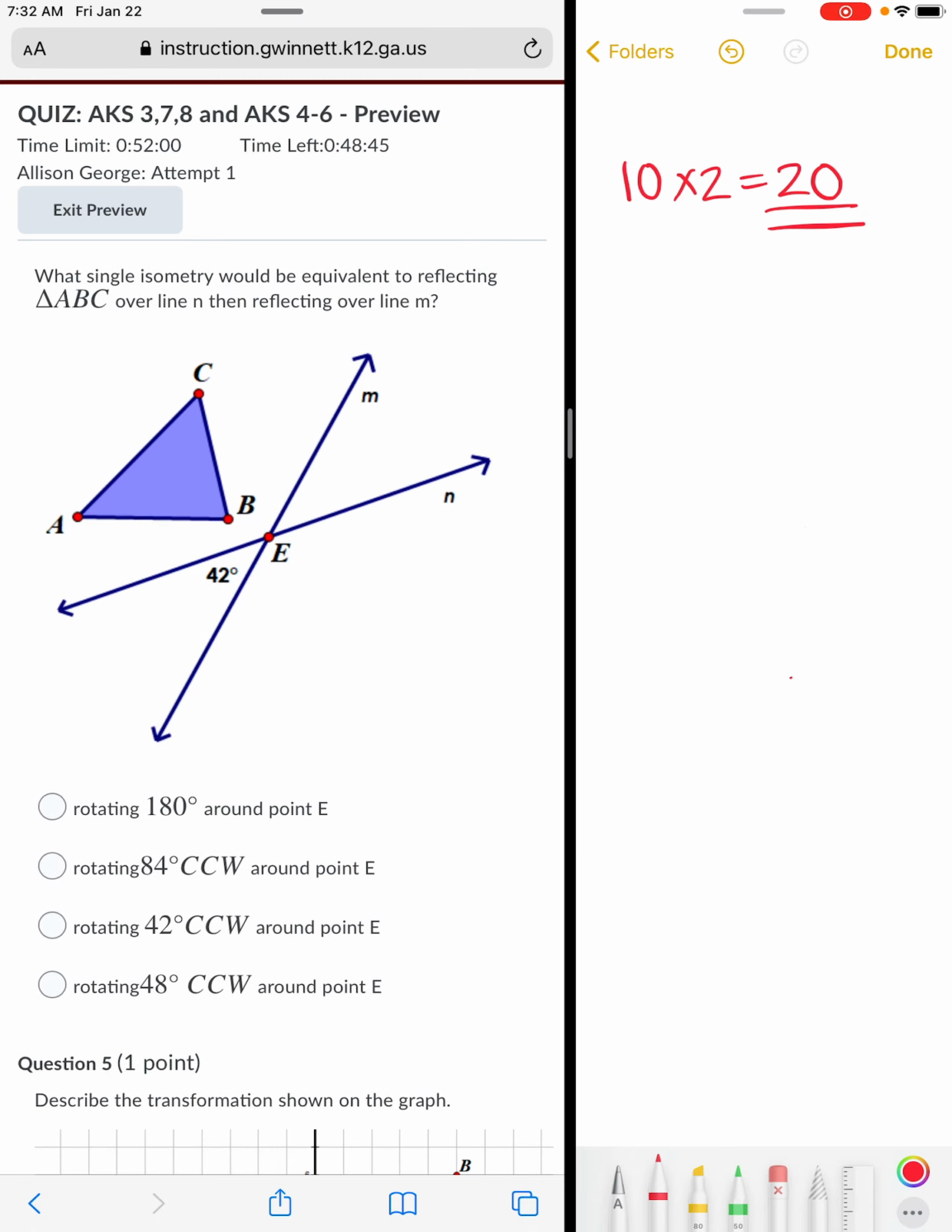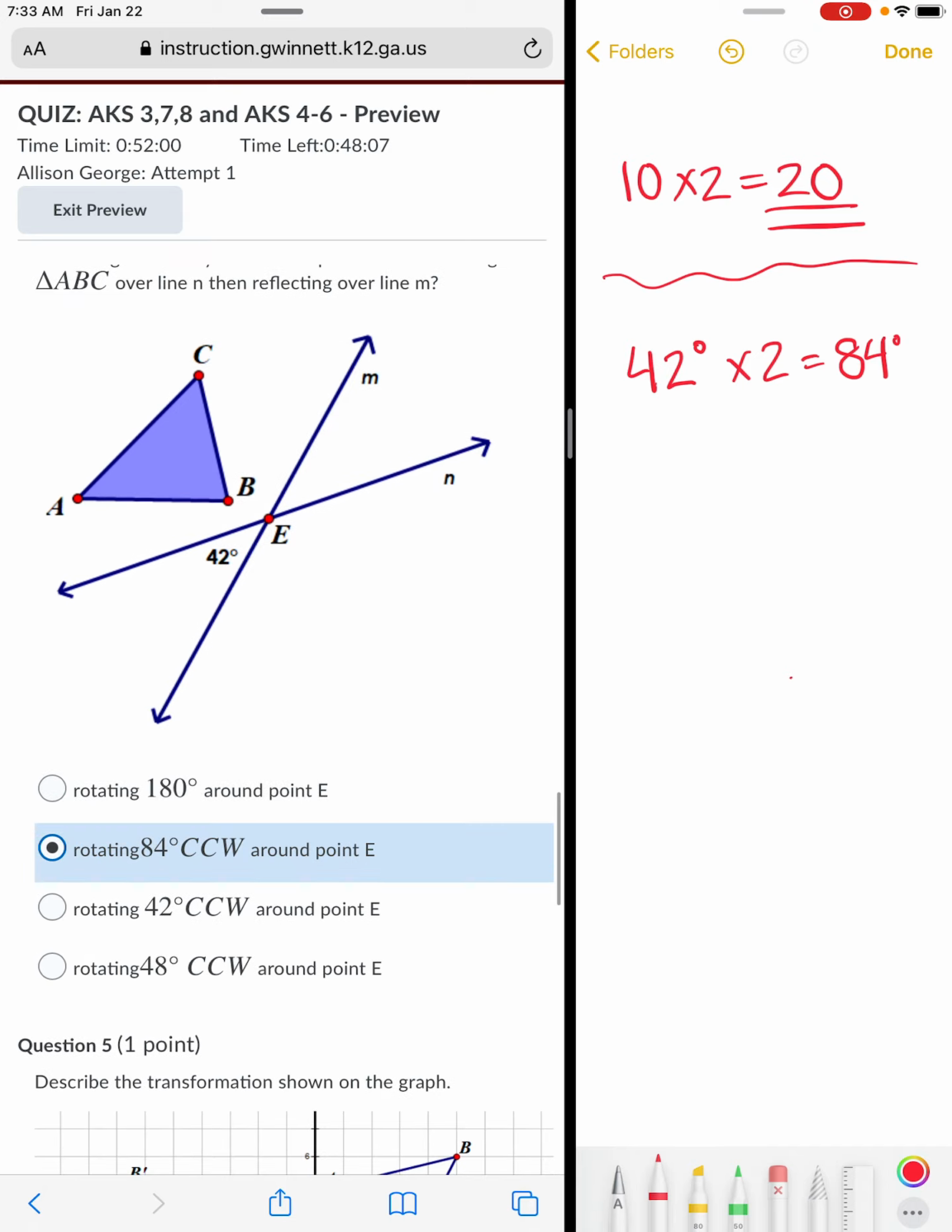All right, what single isometry would be equivalent to reflecting triangle ABC over line N, then reflecting over line M? So I'm doing a double reflection over intersecting lines. When you reflect over intersecting lines, it is the same as a rotation. So here we are rotating, but how far? Again, very similar to that last problem, we take the degrees between the 2 angles, so 42, and we double. When we double that, we get 84. So it is a rotation 84 degrees counterclockwise about point E.